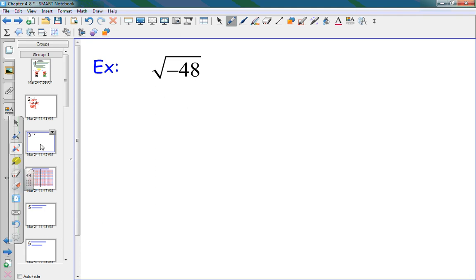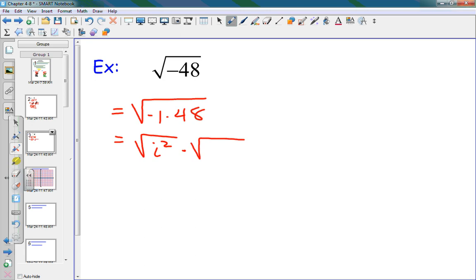One more time. Square root of -48. Well, again, that's going to give you -1 times 48. -1 turns into i squared. And 48? Well, 48 is actually going to be 16 times 3. The square root of i squared is i. The square root of 16 is 4, to get me 4i square root of 3.